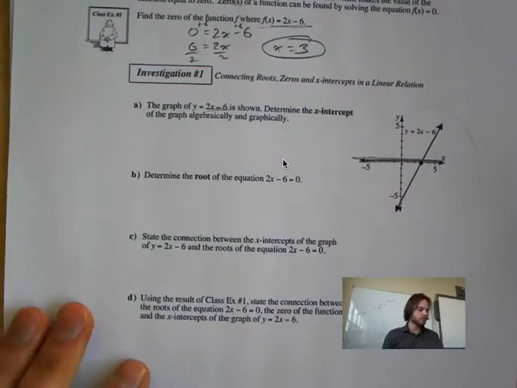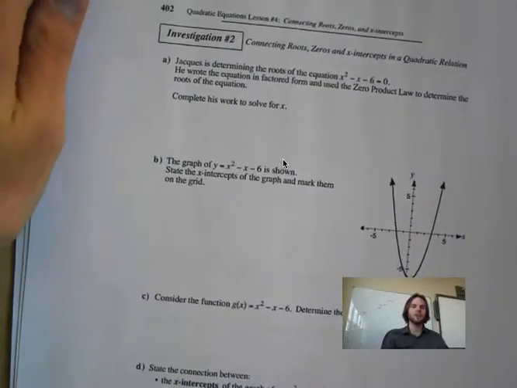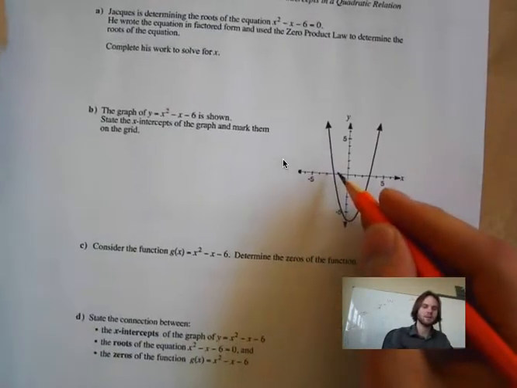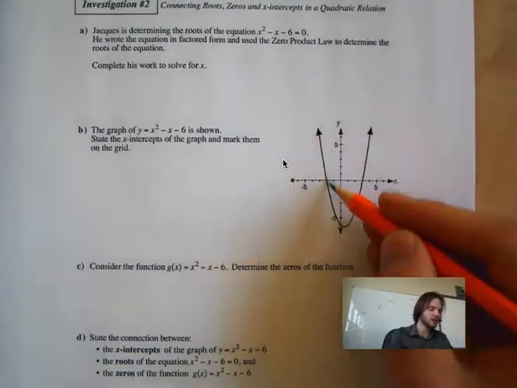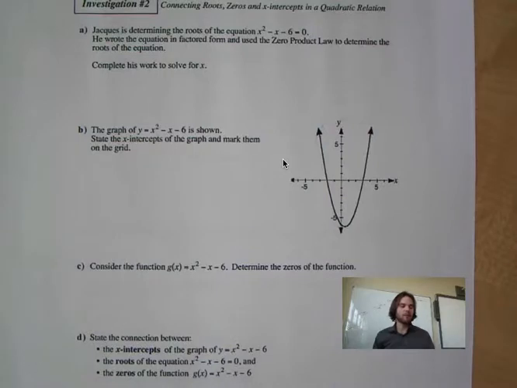So, there we go. If we look at investigation number 2, it's doing the same thing, except here we have, just move this so we can see, here we have a quadratic, which is a parabola. Now, if we remember from before, for a quadratic equation or a parabola, we're going to have either 0 x-intercepts, 1 x-intercept, or 2 x-intercepts. That's just what we're going to have.